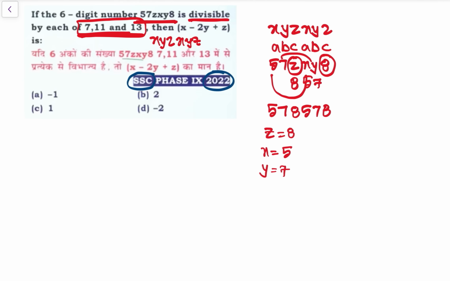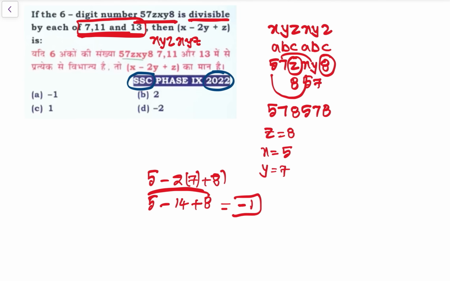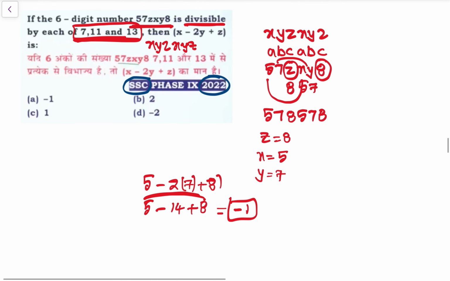So we need 5 minus 2 into 7 plus Z, is 8. So that is 5 minus 14 plus 8. So 8 plus 5 is 13. 13 minus 14 is -1. So -1 is the answer. -1, option A is the answer.